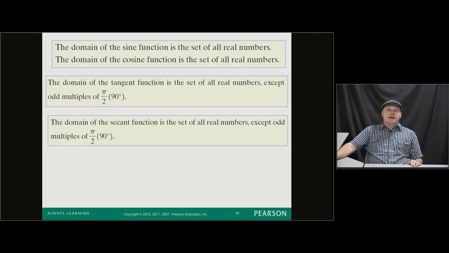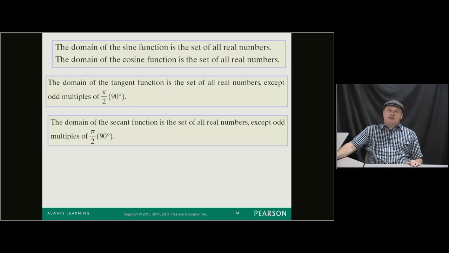Let's look at the next one. The domain of the secant function is a set of all real numbers except the odd multiples of pi over 2 as well. Same thing. So it's the same thing for this one. Odd multiples of pi over 2. You're like, well, why is that?